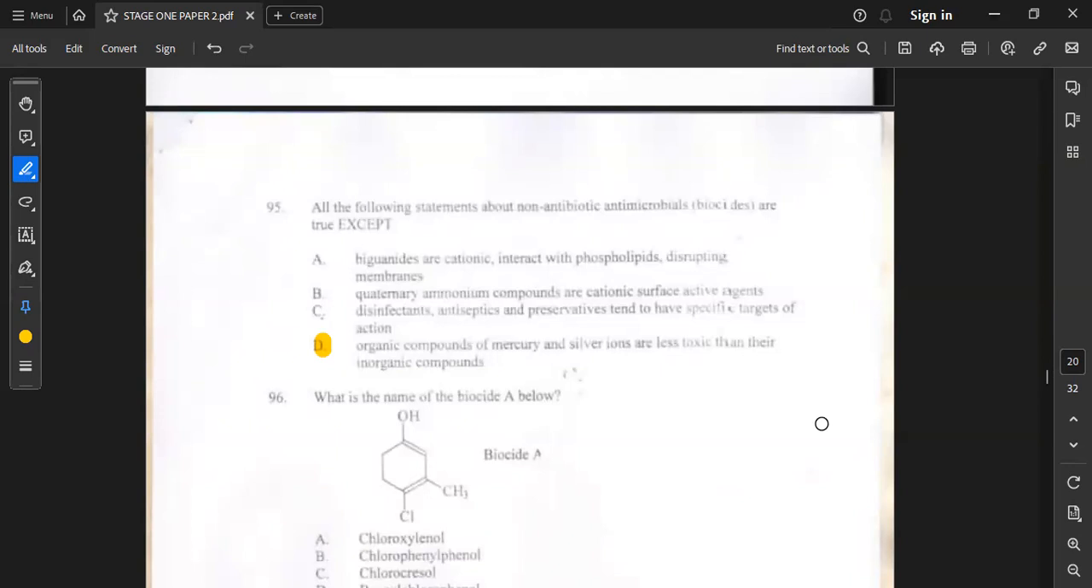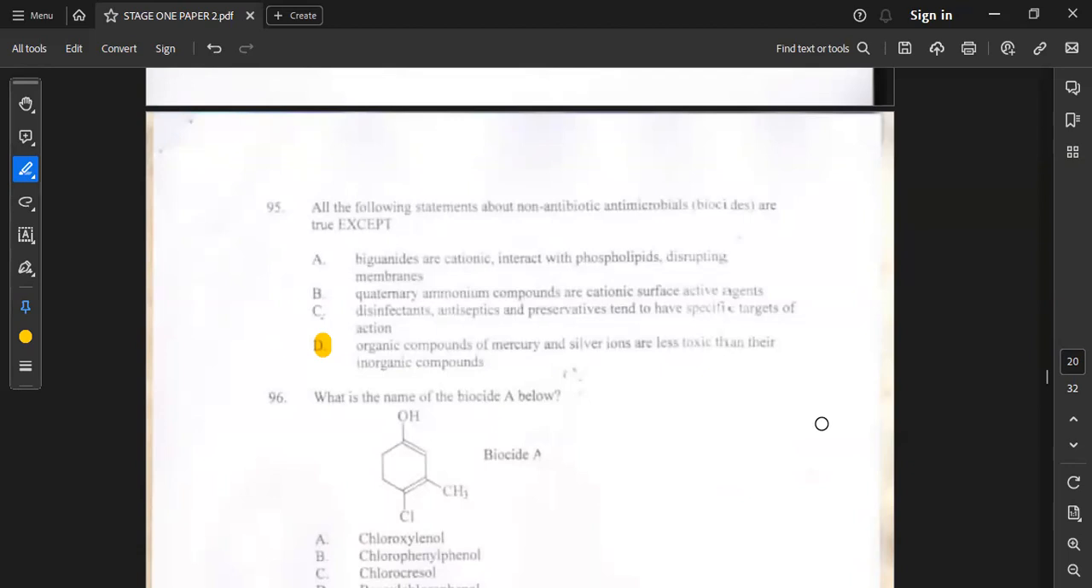What about disinfectants and antiseptics? Which one is for surfaces and which one is for living bodies? Disinfectant is for surfaces, and the other one is for wounds. So for humans, we use antiseptics. Disinfectants are for surfaces. Then biguanides are cationic, interact with phospholipids.